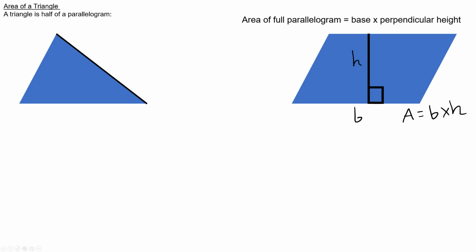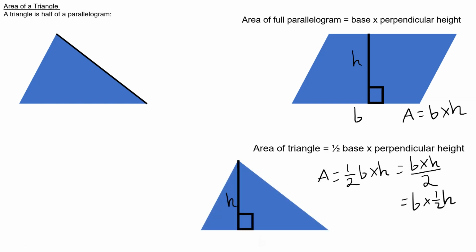So the area of half of this is going to be base times perpendicular height over 2. You can also think of this as half times base times height, or base times half height. So there are three forms: base times height over 2, half base times height, and base times half height. And each of these might be easier to use in a given situation.